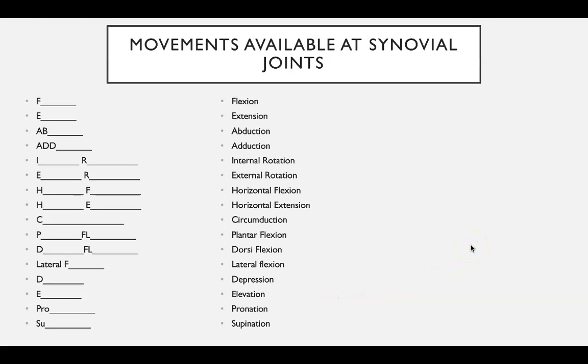So answers are available there. So flexion, extension, abduction, adduction, internal rotation, external rotation, horizontal flexion, horizontal extension, circumduction, all available at the shoulder joint. Then we've got plantar flexion, dorsiflexion, lateral flexion, depression, elevation, pronation, supination.